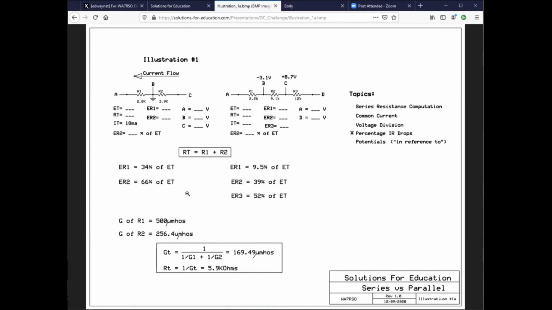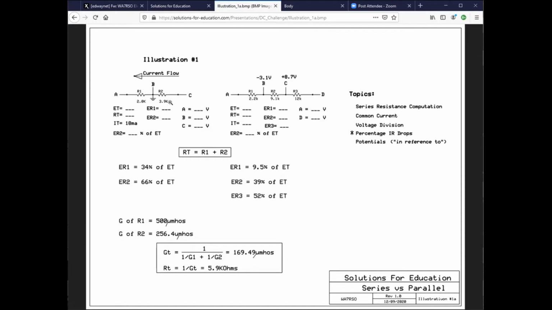Illustration number 1A. I'm going to show you something rather interesting. We know that in series, these resistors simply add up, so we have total resistance. What would happen if I told you, oh, by the way, forget that there are K ohms. Consider, if you will, that here are this 500 micromoles, that's this guy. Do they add? And the answer is no.